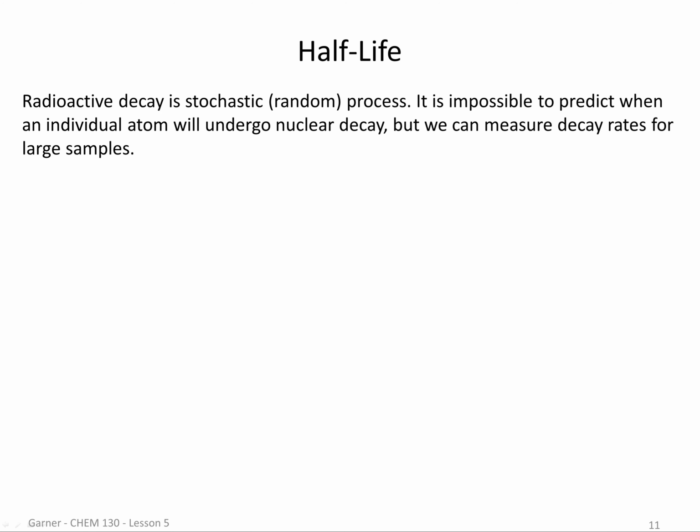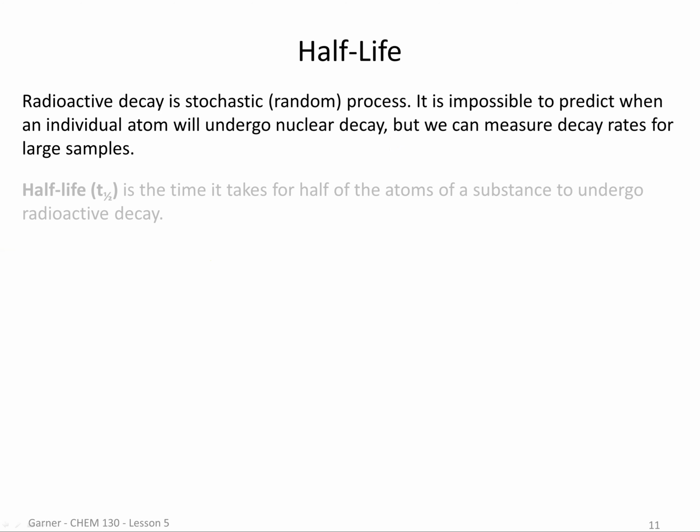In this video we're going to look at rates of radioactive decay. So radioactive decay is essentially a random process, so it's impossible to predict exactly when an individual atom will undergo nuclear decay. That said, if you're looking at a large enough sample, the randomness of this process tends to average out, and we can measure decay rates for large samples in this way.